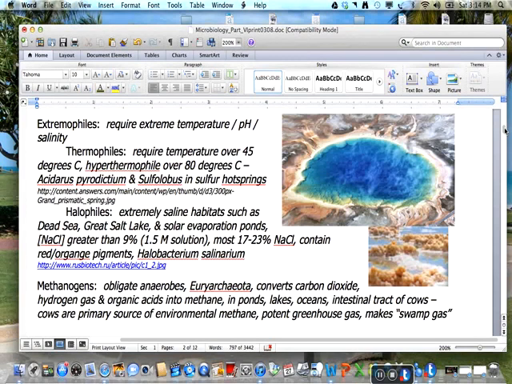The methanogens are obligate anaerobic euryarchaea. They will convert carbon dioxide, hydrogen gas, and organic acids into methane. They are found in ponds, lakes, oceans, and the intestinal tracts of cows. Due to this organism, cows are the primary source of environmental methane, which is a significant greenhouse gas. This is also what makes swamp gas.